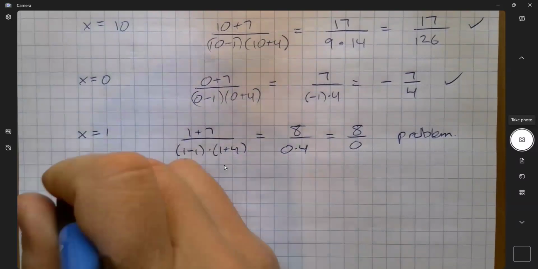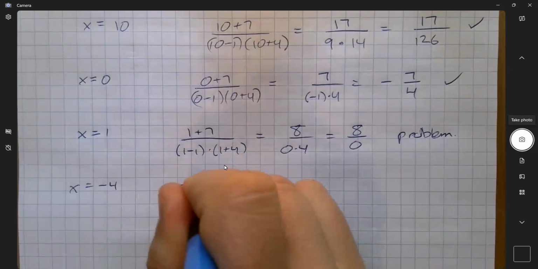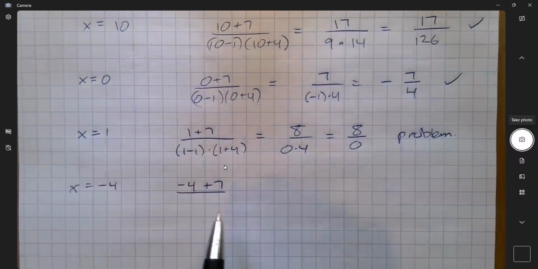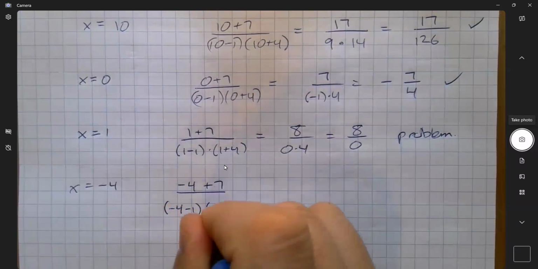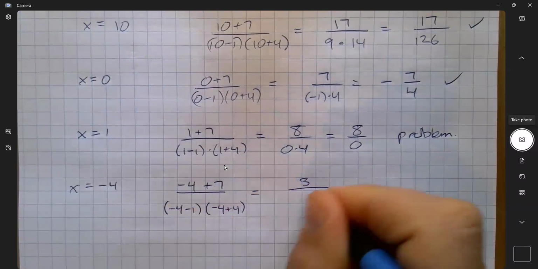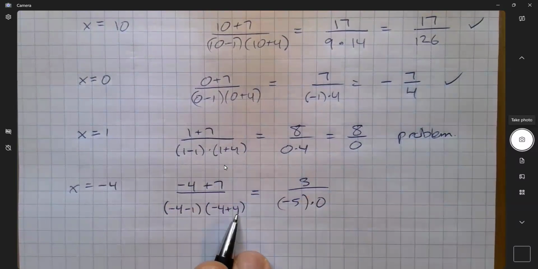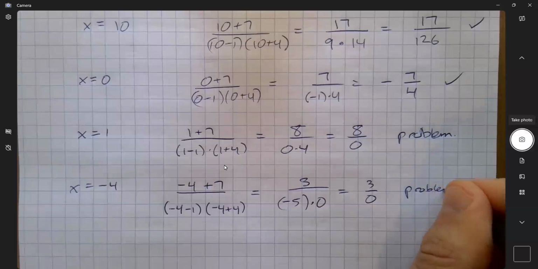Let's try x equals negative 4. That's negative 4 plus 7. I know you can't see the original expression, but I've done it enough. Negative 4 plus 7 divided by negative 4 minus 1 times negative 4 plus 4. That's 3 over negative 5 times 0, because negative 4 plus 4 is 0. That's 3 over 0, and again, that's a problem.